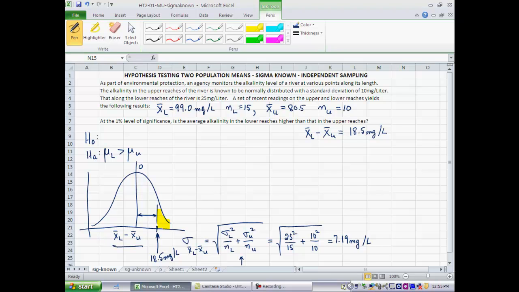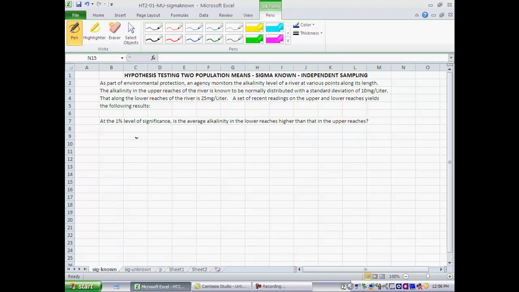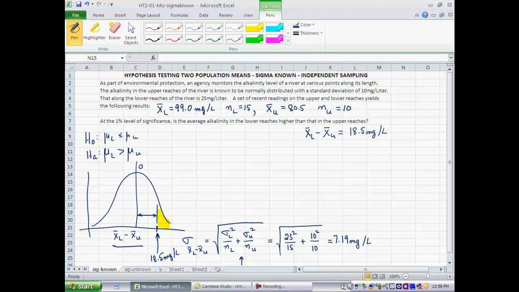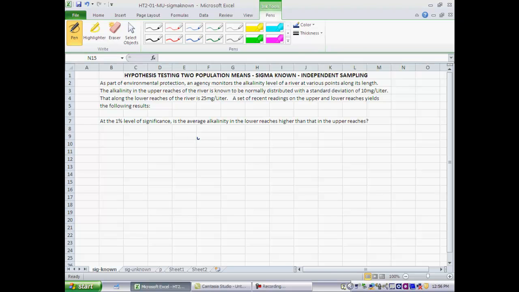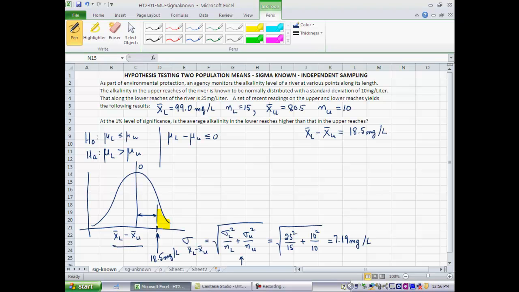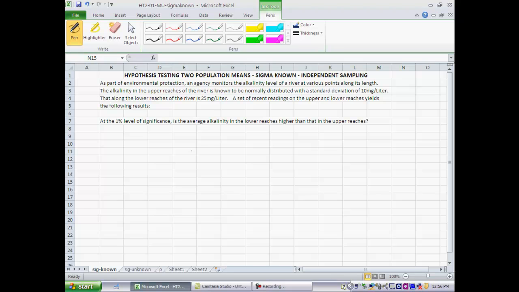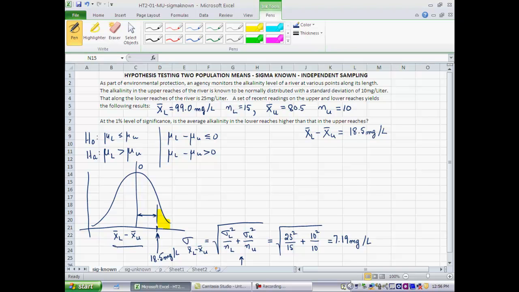And that is why I have set it up as the alternate, because that's the claim I want to establish. And if I am able to establish it, I want that to be the result of the rejection of the null. Okay, so that being said, whatever is left over is the null hypothesis, which is mu L less than or equal to mu U. So there we have our two hypotheses, and I can rewrite them very simply in this manner. Mu L minus mu U is less than or equal to 0. That's the null. And the alternate, of course, would be mu L minus mu U greater than 0. So just a restatement of the hypothesis that we had before.